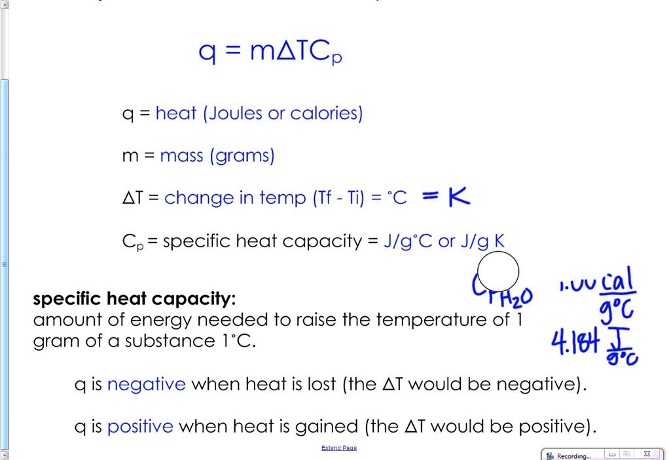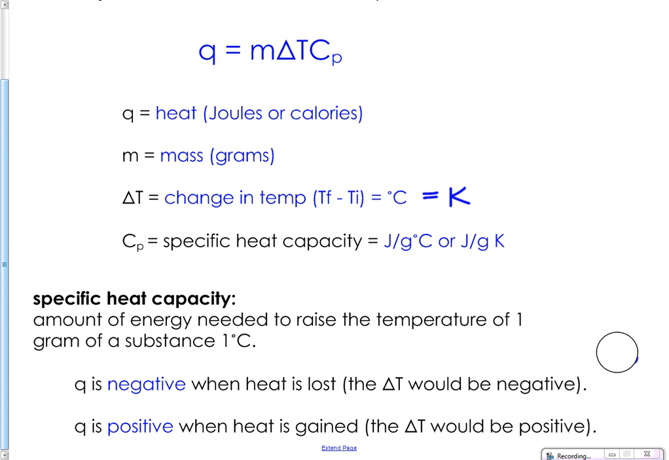The heat will have a negative value when heat is lost. And if you think about it, heat would be lost when the temperature goes down. So if you start at, say, 30 degrees and decrease your temperature to 25, your delta T would be negative, because your final would have been 25, your initial would have been 30, and your change is 5 degrees Celsius, negative 5. So when Q is negative, that means heat was lost.